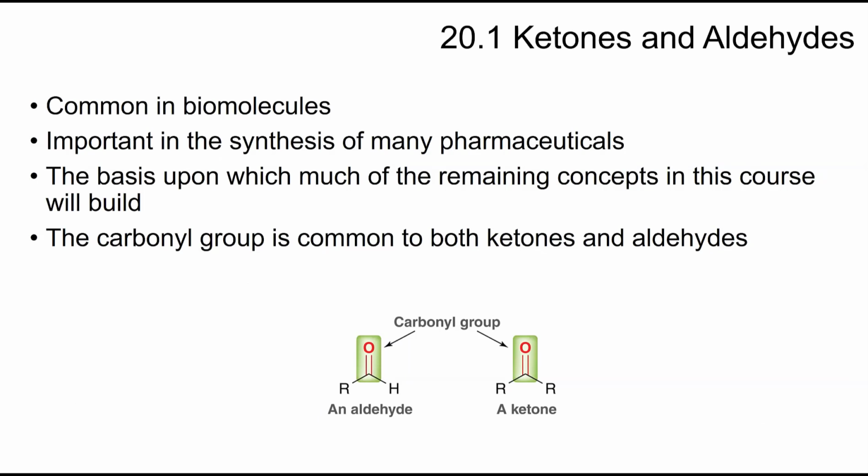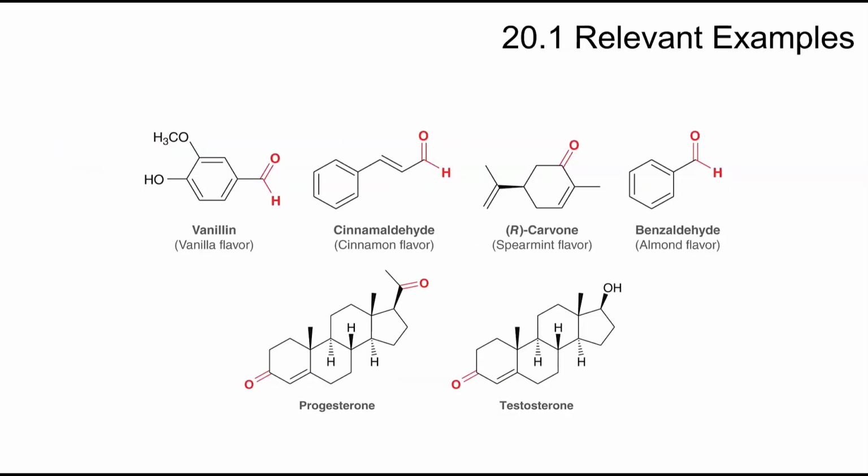Ketones and aldehydes are very common in biomolecules, and they're important in the synthesis of many medicinal compounds. And we'll see a lot of those concepts in the course, building on top of carbonyl. The carbonyl group is common in both ketones and aldehydes. Vanillin we're familiar with, which we reduced in one of the experiments already. We will see cinnamaldehyde in the lab. Carvone is the spearmint flavor, which contains ketone. We have benzaldehyde, which is almond flavor, and progesterone and testosterone, which are hormones.